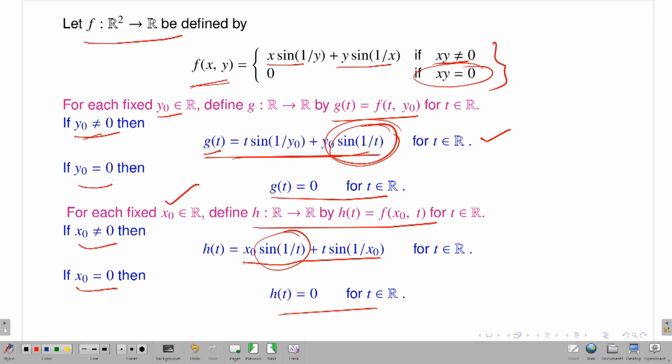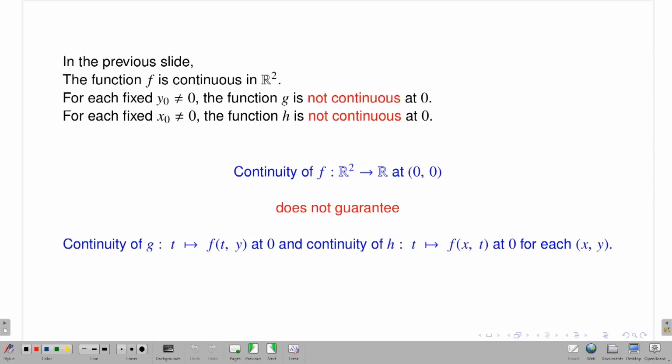So this function f is actually continuous at the point (0, 0), but the functions g and h are not continuous. So let me see what I have written. Okay. In my previous slides, I have a function f which is continuous on R2.